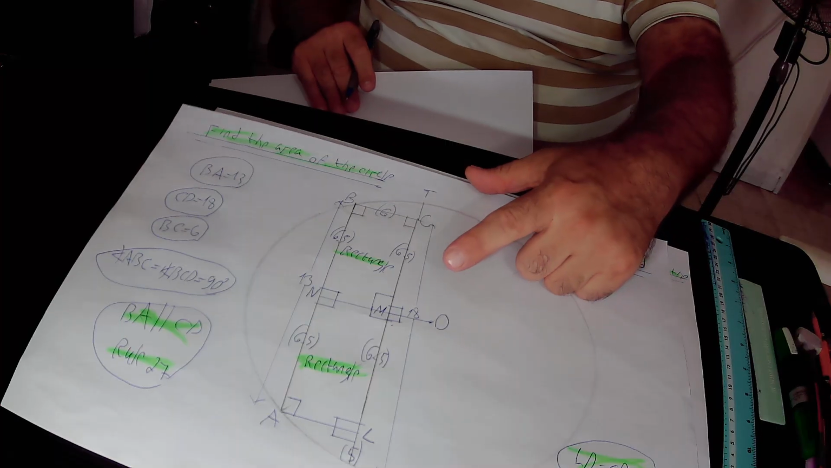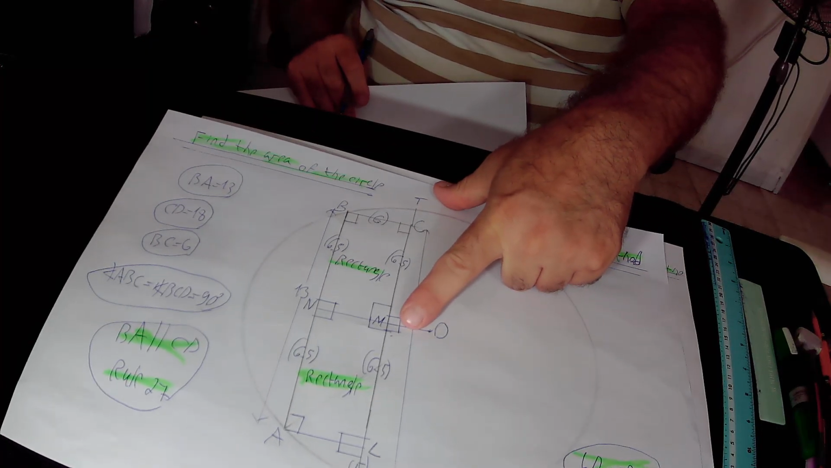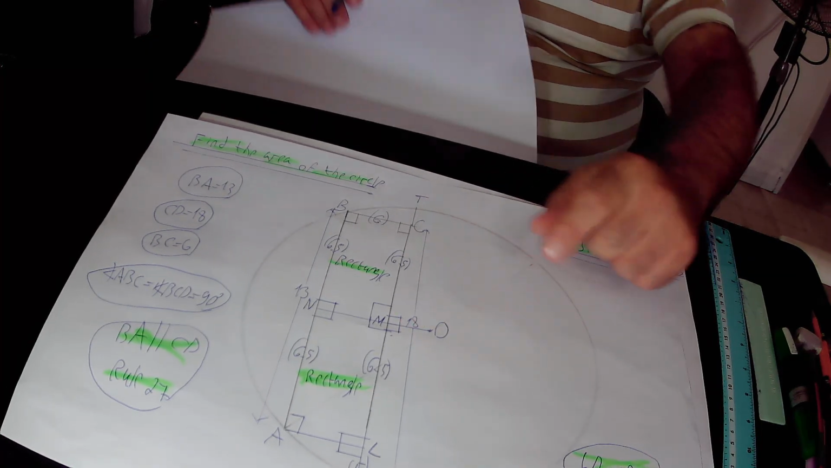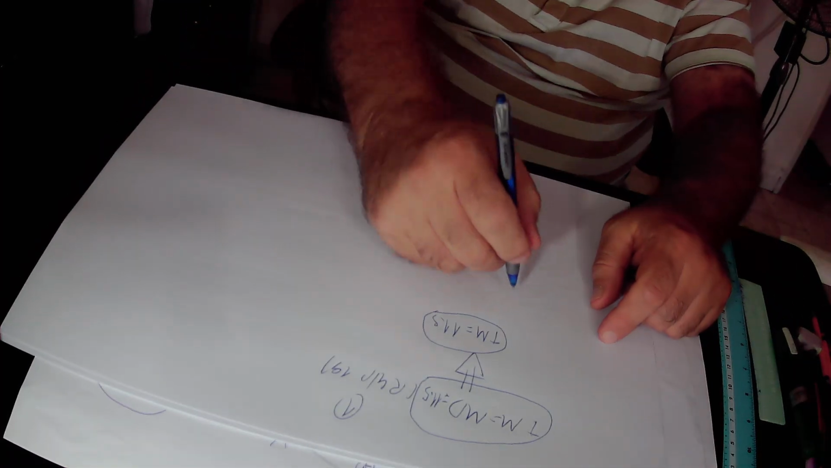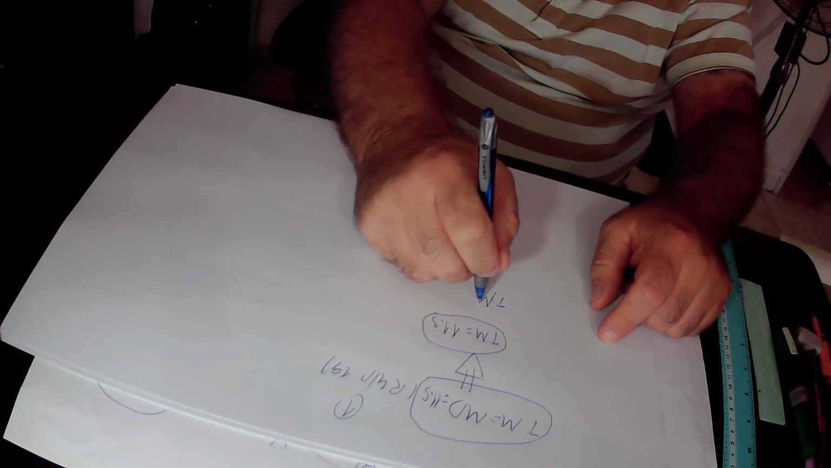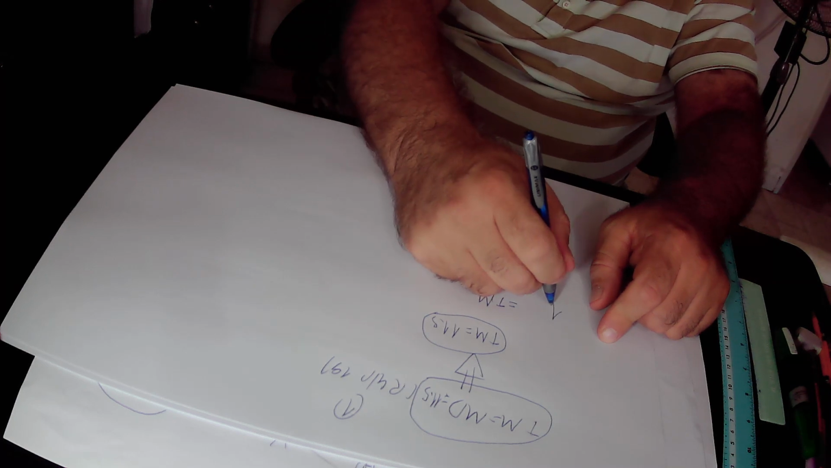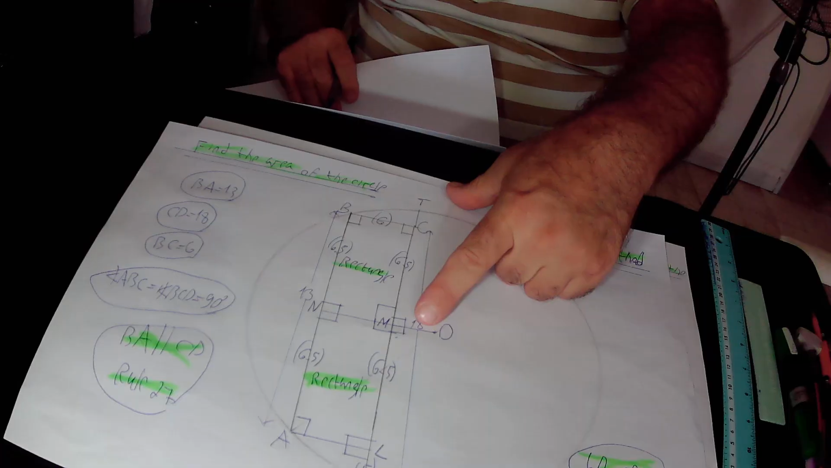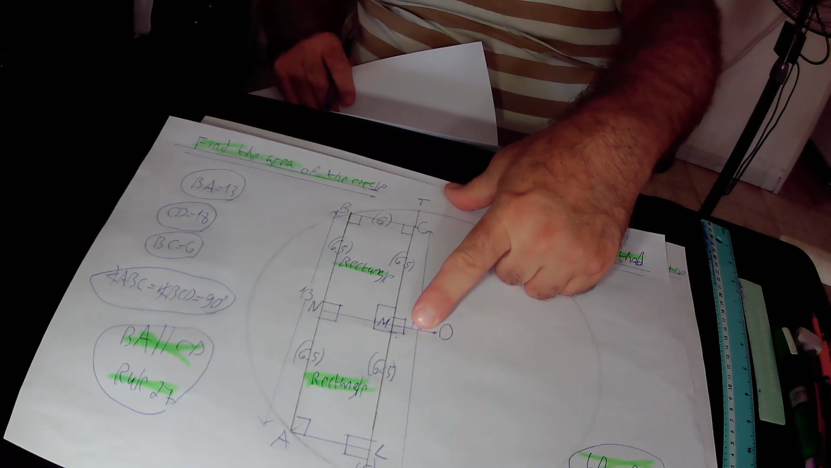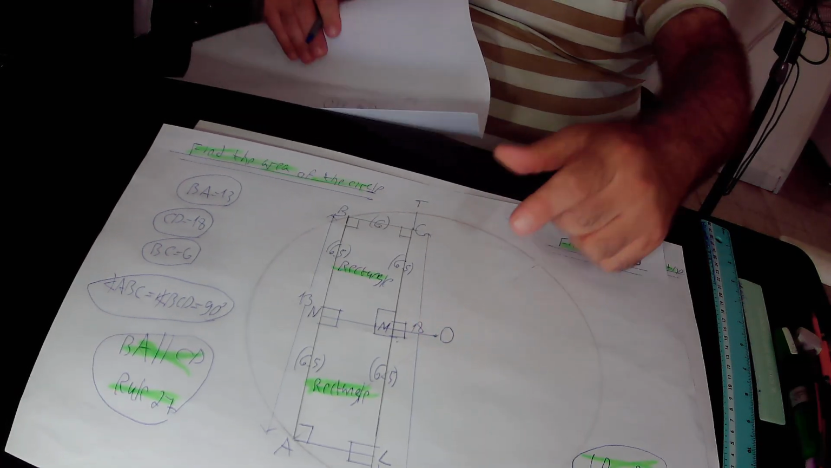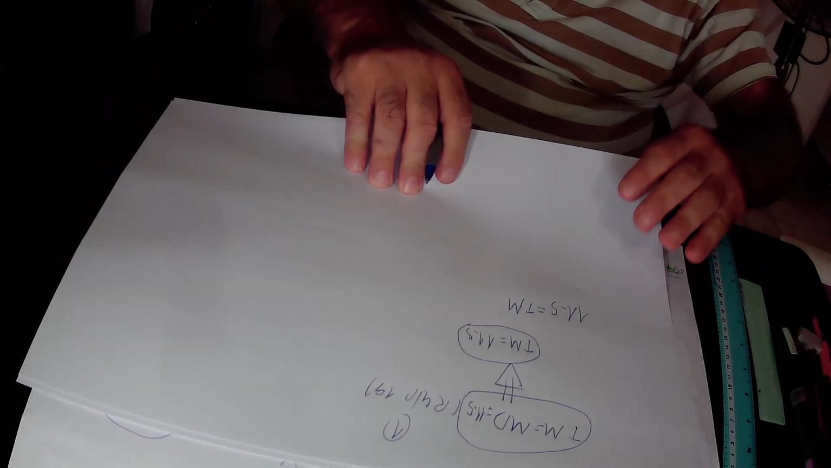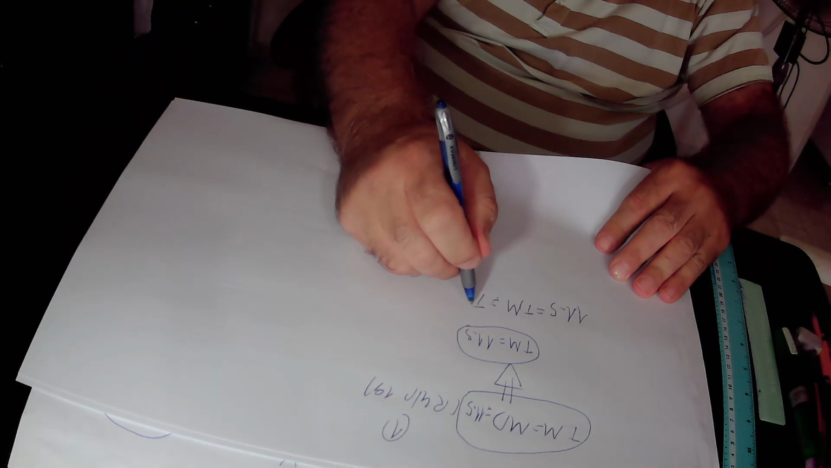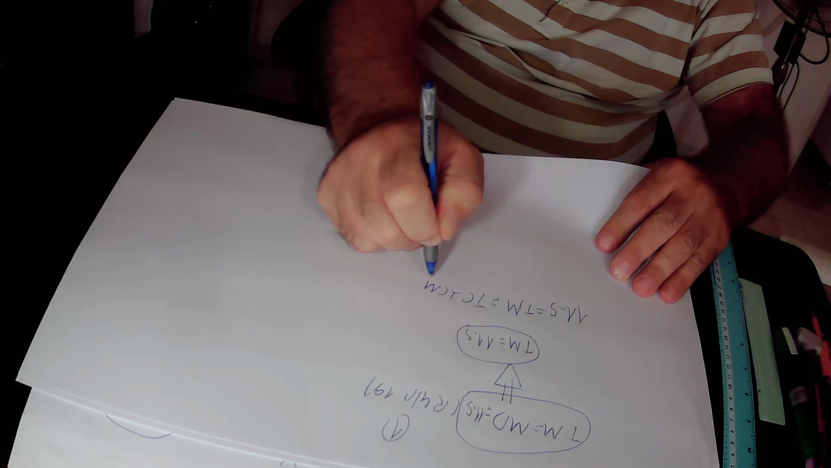This is line TM that equals 11.5 units in its length. So from one side, TM equals 11.5. But from the other side, TM equals TC plus CM. Again, TM equals TC plus CM.